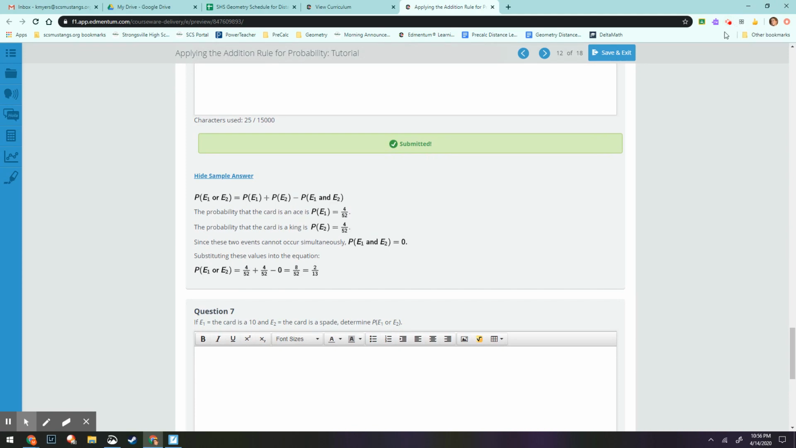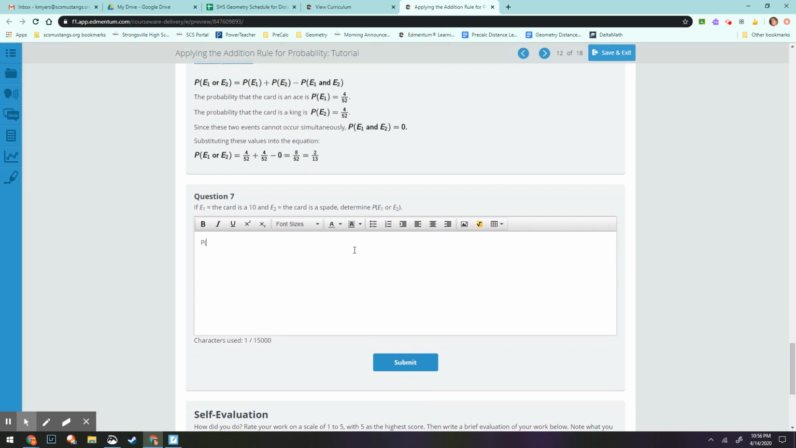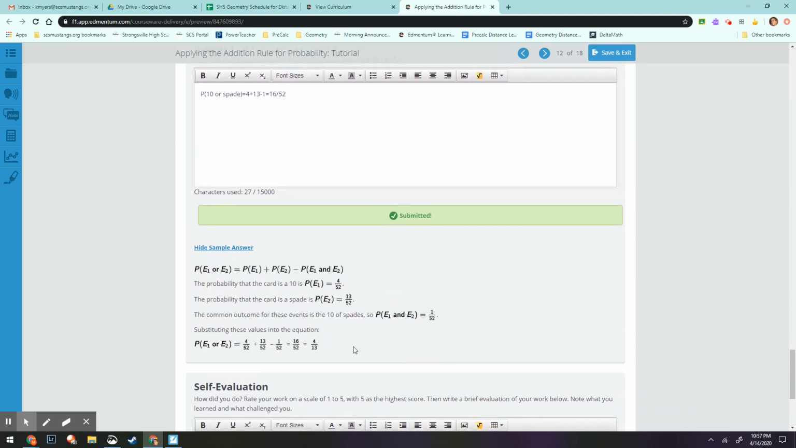Okay. Then finally, number 7, I want to know the probability that a card is a 10 or a spade. And now for 10 or spade, there are 4 10s, there are 13 spades, but they do have some overlap. The 10 of spades is in both of those, so I have to subtract 1. So 4 plus 13 is 17, minus 1 is 16, divided by the total 52. My probability is 16 over 52.